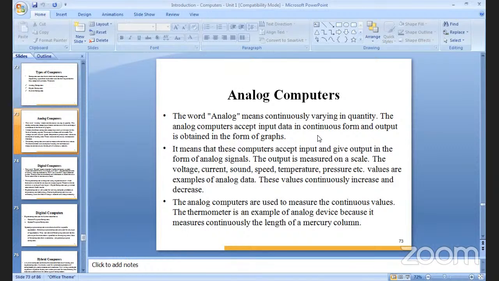External features will be working, and the values can be expressed as analog data. These values change continuously; sometimes they increase and sometimes they decrease, depending on the fluctuation of the data. Analog computers are also used to measure continuous values, so they are useful for measuring data.